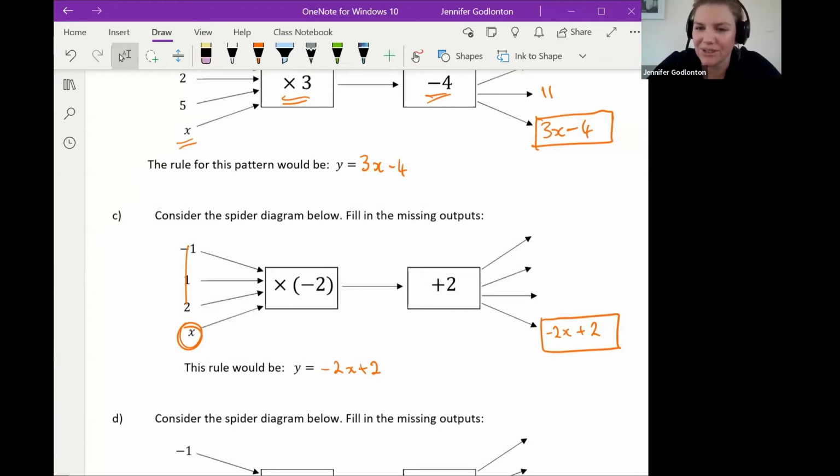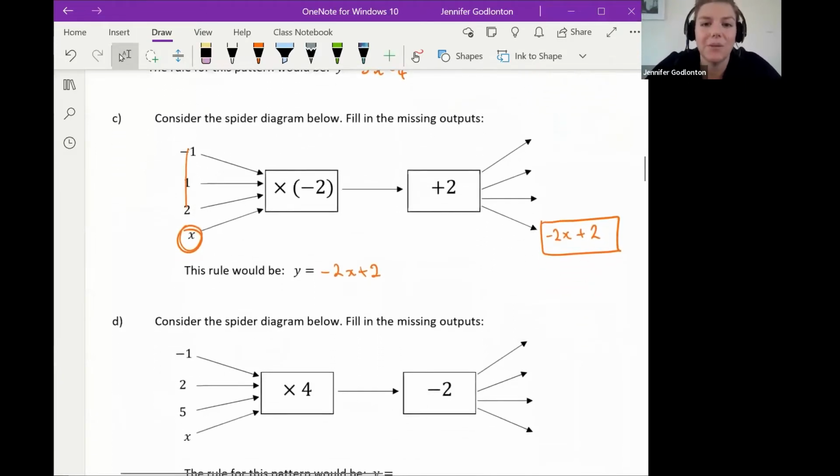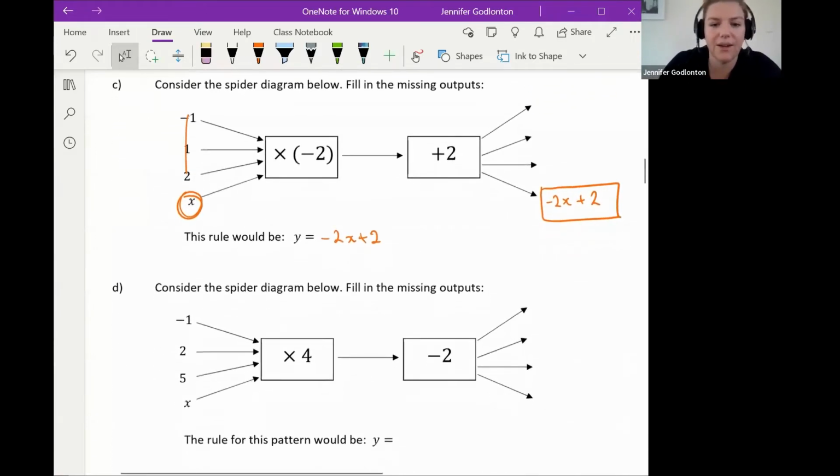Okay, one last spider diagram, and then we're going to go back to the puzzle from Tuesday, which Simpiwe has solved. So we have at least one person who solved it so far, and then we're going to move on to being able to find this rule ourselves.